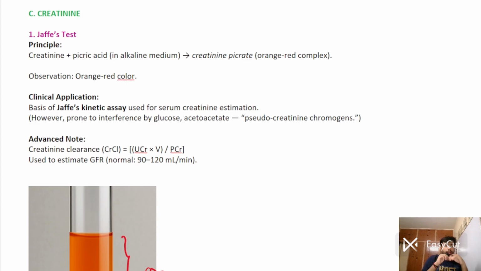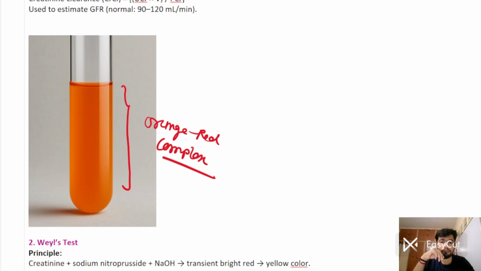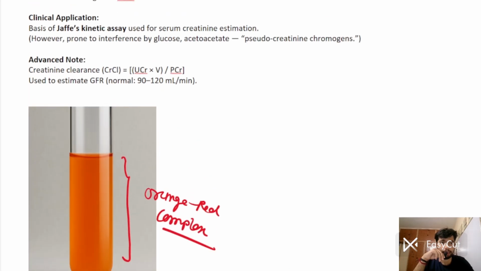How will you perform this particular test? You have to take 2 ml of urine, then add 1 ml of standard picric acid solution, and then add 40% sodium hydroxide to make the solution alkaline. Then you can see this color, that is an orange red color. It is due to creatinine picrate. This will be asked in your viva questions. Why this is orange red color you should know, because many times the examiner will ask you.